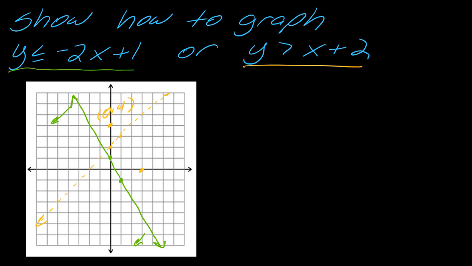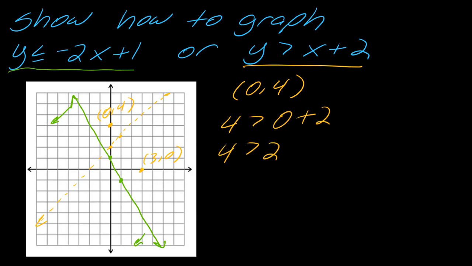And then this is the point (3, 0). So I'm going to plug each of these now into this inequality. So let's do it, starting with (0, 4). So this will be 4 is greater than 0 plus 2. So that says 4 is greater than 2. That is true. So it seems like this side here is true.